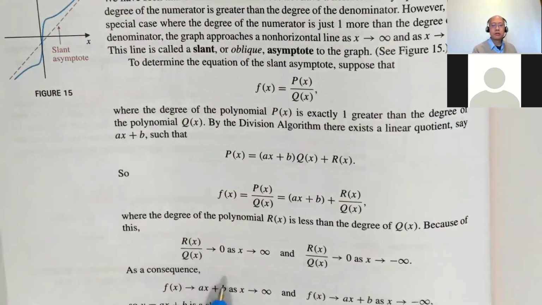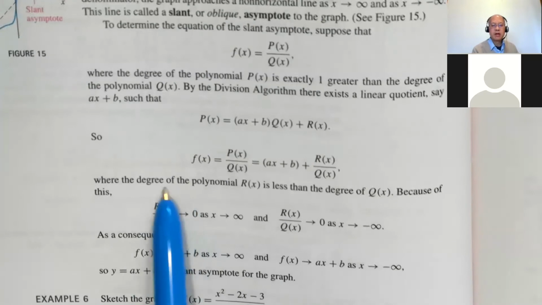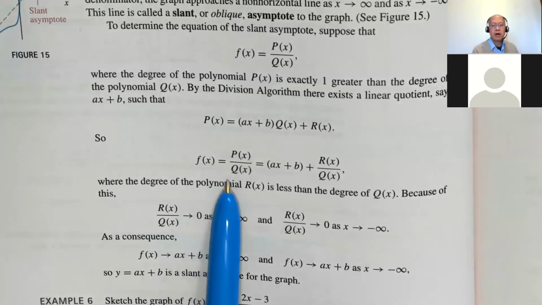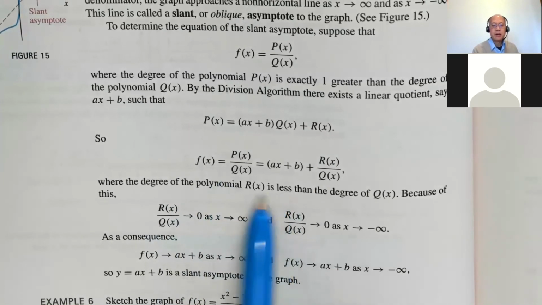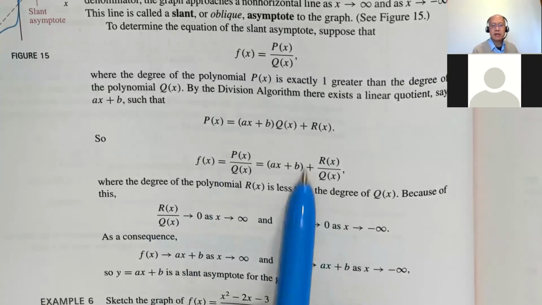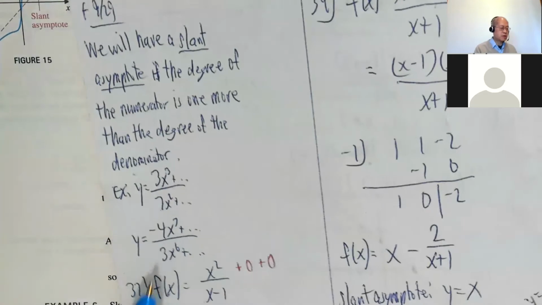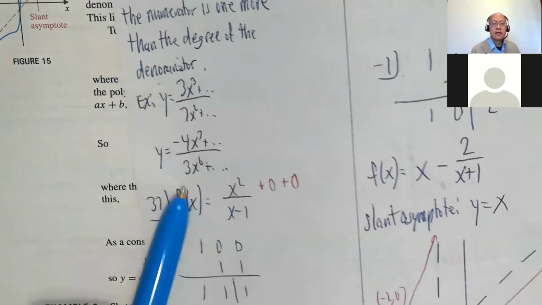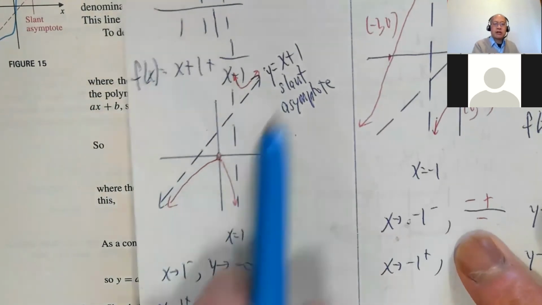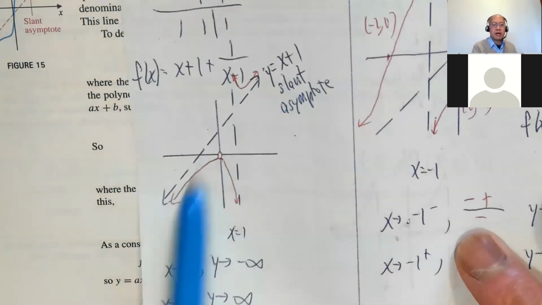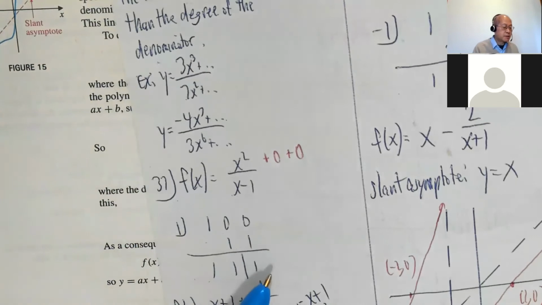Here's the book's version. They have it over here. The degree of the polynomial R of X, degree of the polynomial Q of X, exactly one greater. Or here's my version of the same thing. So this thing will have a slant asymptote. This is the final answer. I'll show you how we get that maybe next time, but there will be a slant asymptote.